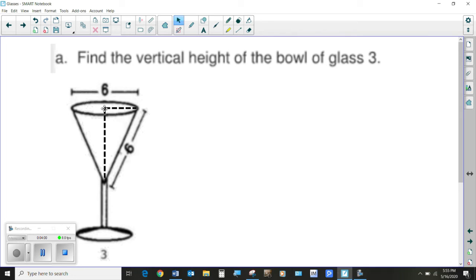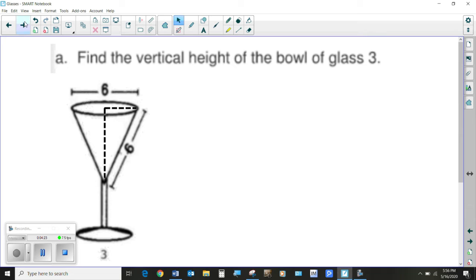The height is going to be perpendicular to that radius, and this is going to form a right triangle. So what theorem will we use to figure out the height that we need to find the volume of this cone? You're going to be using the Pythagorean theorem to figure this out. So all you have to do for part A is declare the answer for the height of this cone, and declare it with centimeters.